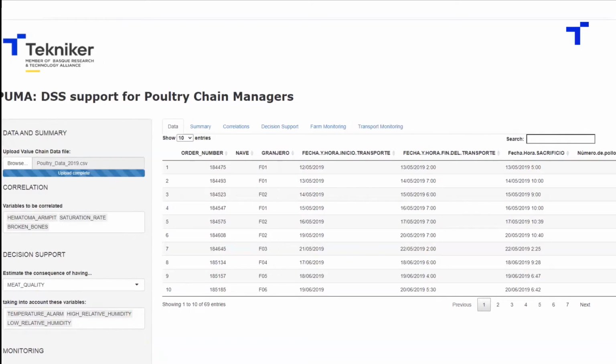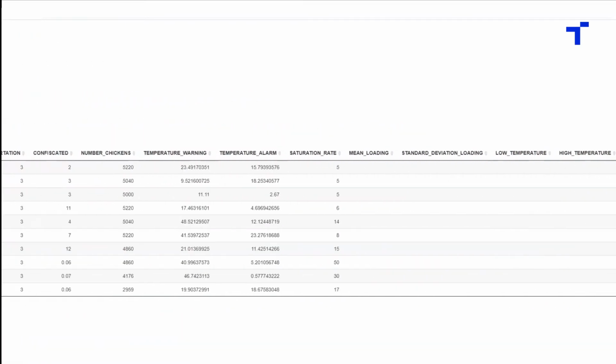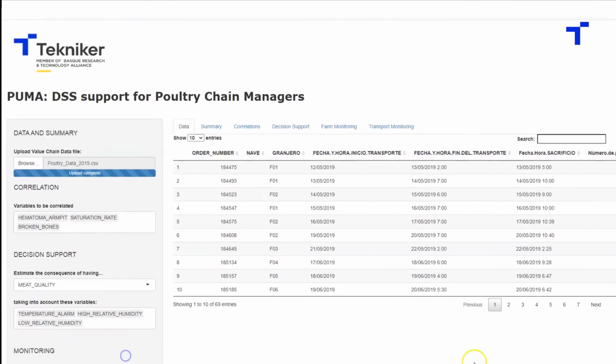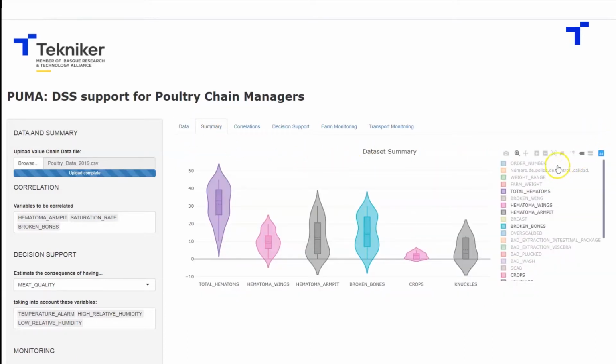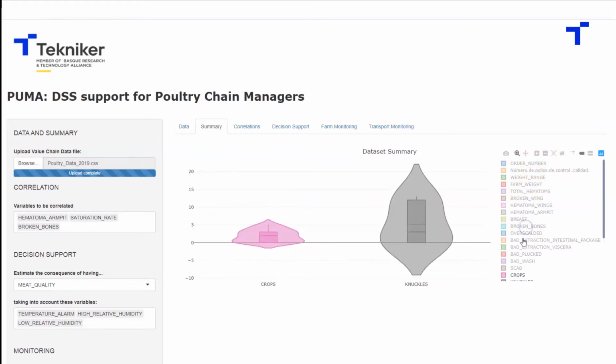PUMA considers all the data gathered through the whole poultry chain and extracts information regarding their impact on the final product. It has a graphical interface that allows the visualization of information to extract knowledge from a descriptive analysis of the data, a correlation analysis, and a decision-making through computational algorithms.